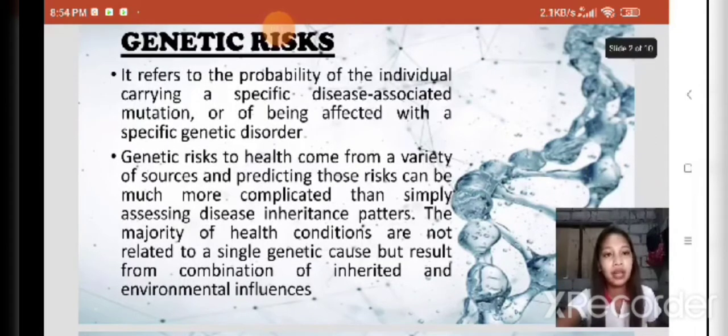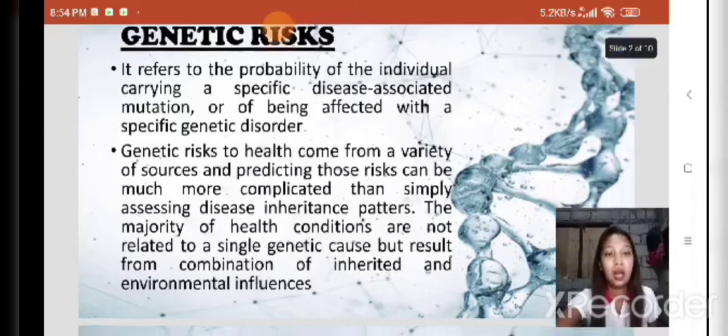The majority of health conditions are not related to a single genetic cause, but result from a combination of inherited and environmental influences. So our topic will highlight risk factors and provide risk assessment tools which can improve healthcare decision making. Because chromosomes and genes provide instructions for our bodies, any changes to these structures have the potential to cause genetic disease and negatively impact health. We will discuss the types of genetic diseases, how these diseases are inherited, and the potential health outcomes.